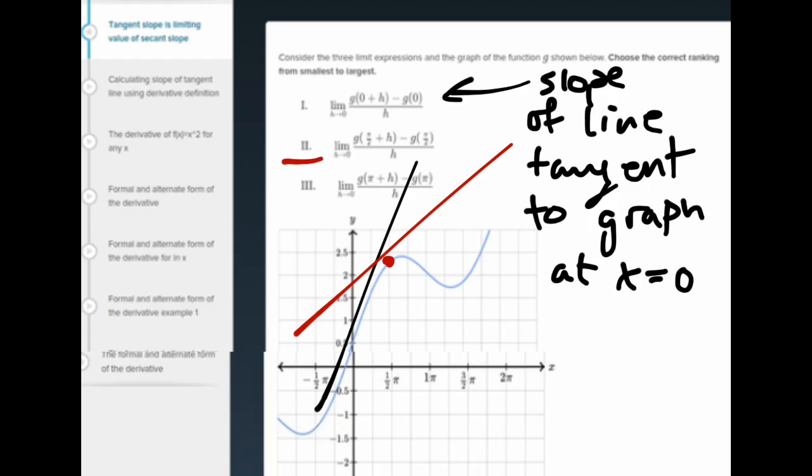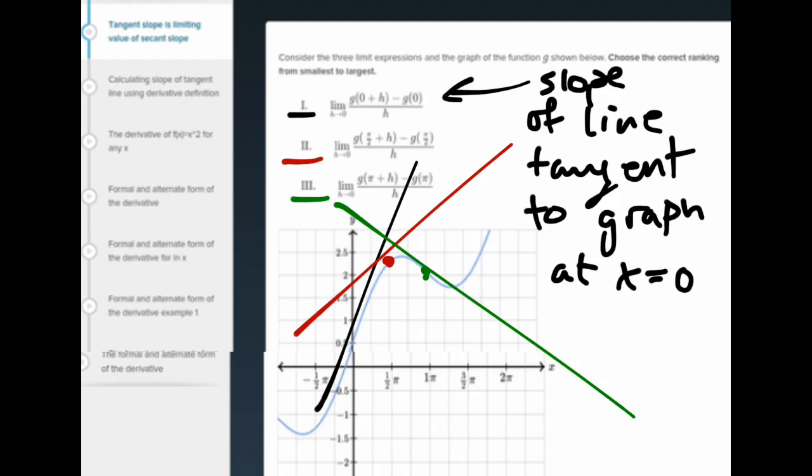The black one will be that one, and then I'll do this one in green. This is the slope of the tangent line to the graph when x equals pi. That's here, so like right there. Okay, that's very nice. Then we have something like that. That's the slope of the tangent line. Now here's what you got to think.